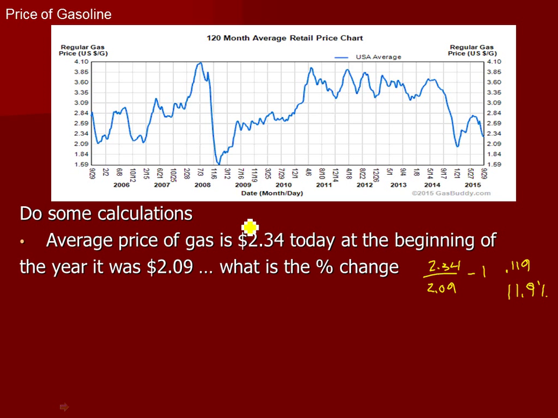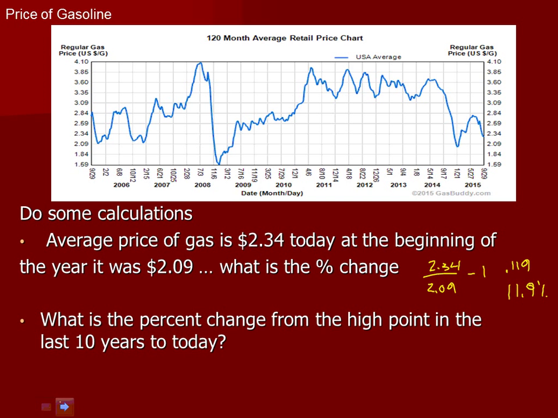You could have also done 2.34 minus 2.09 divided by 2.09. It's the same calculation. This is just algebraically different. It just looks different. Okay, another one.